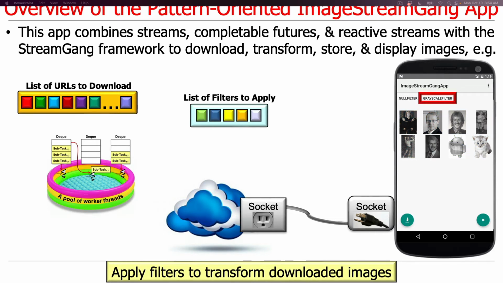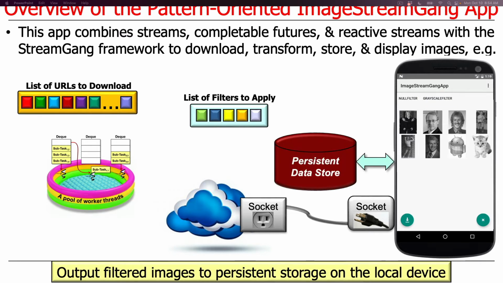Then there's a list of image filters to apply to transform the downloaded images. So you might apply the grayscale filters. So you'd go from having color versions of everything to gray versions of everything. That, of course, takes computation time, so motivating the need for parallelism. And then after the images have been downloaded and transformed, they're then stored in persistent storage on the local Android device. Now, if you're using the command line version, obviously it stores on your local command line. So that's basically the way things work.